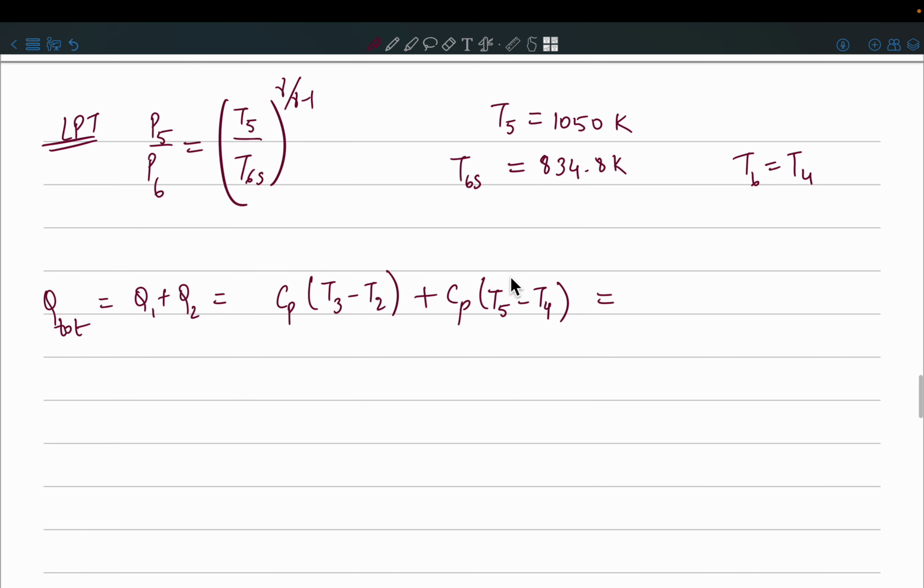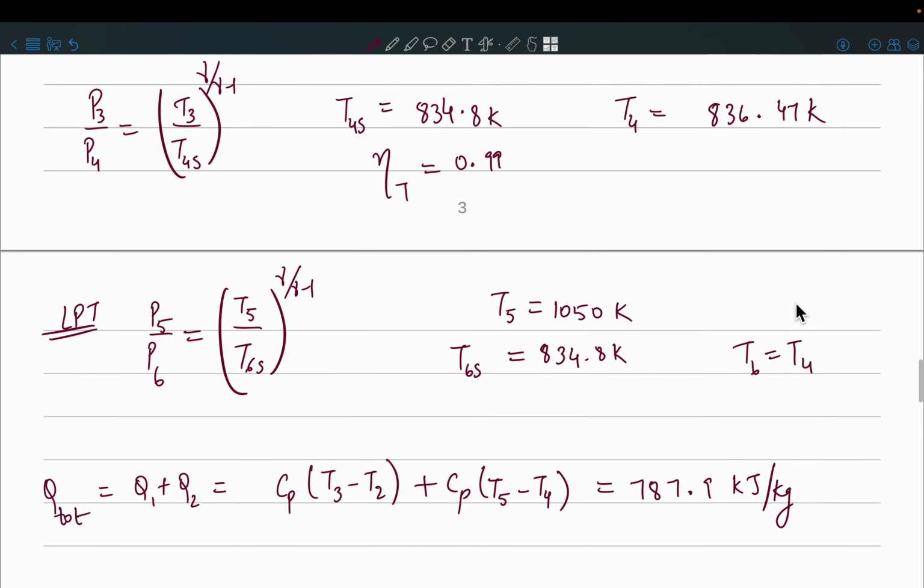There's a lot of disturbance in your voice. If you can say it more loudly. Yes, 787.9 kilojoule per kg. Alright. Okay, so that is the total heat addition.